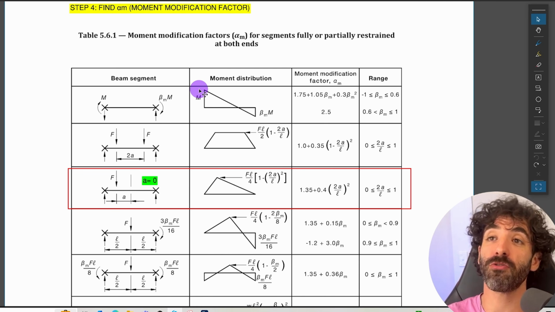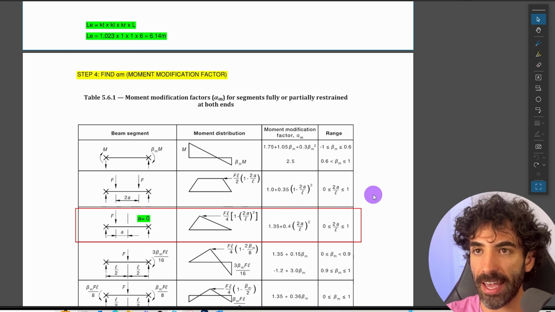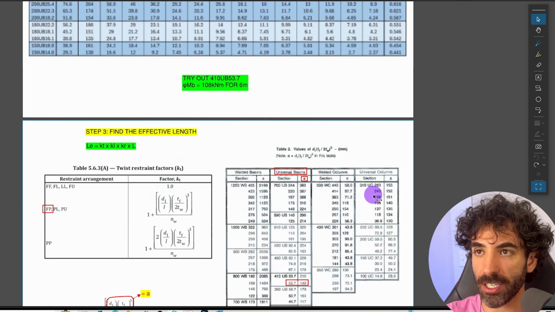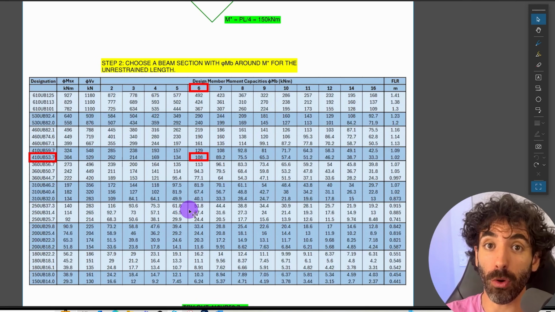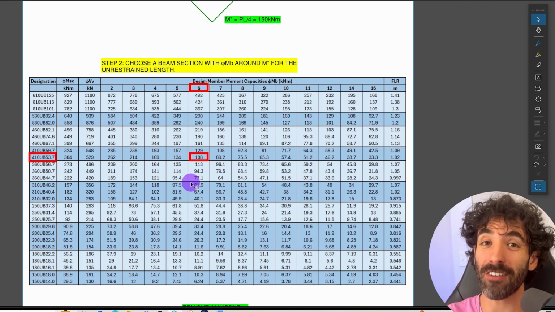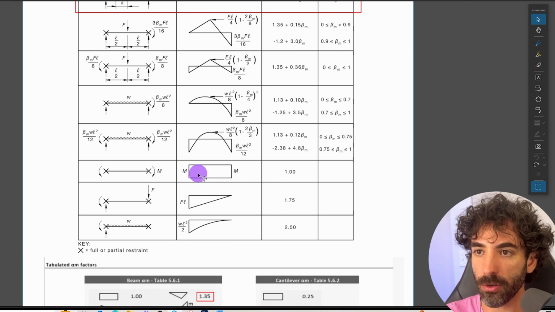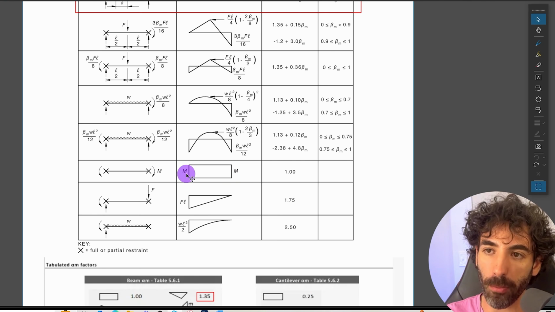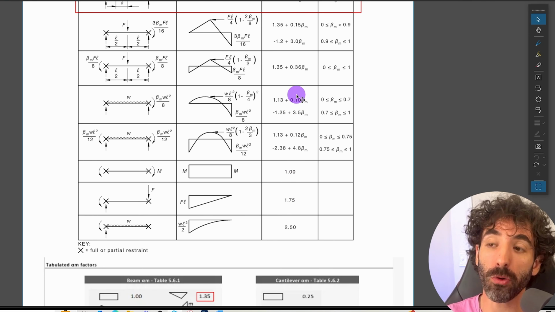Step number 4 is to find alpha M, which is the moment modification factor. Before we find alpha M, I just want to give you an explanation about this main table. So this table is based on alpha M equals 1, which is the most conservative value you can get for a beam restrained at both ends. So if we scroll down back to our table, so this is a uniform bending moment distribution along the beam, and alpha M equals 1. So 1 is the most conservative value you can get. Any other value that you can get from this table will be greater than 1.